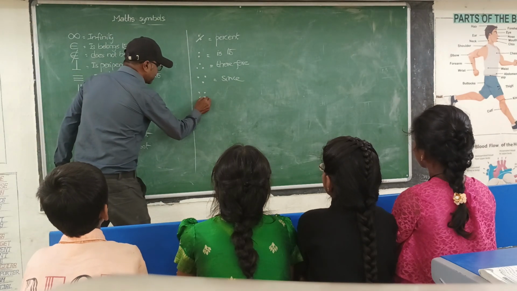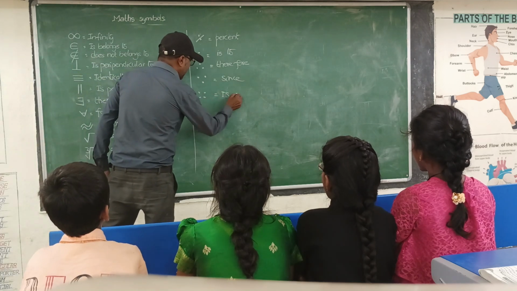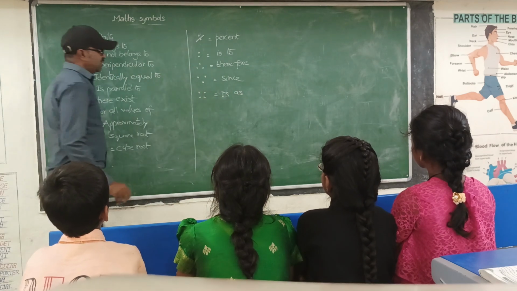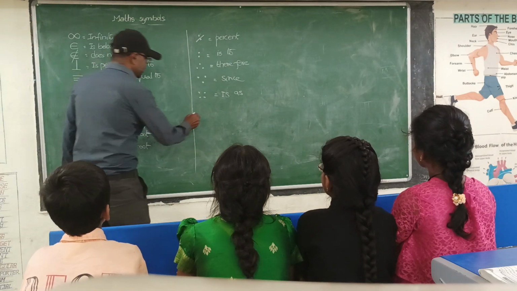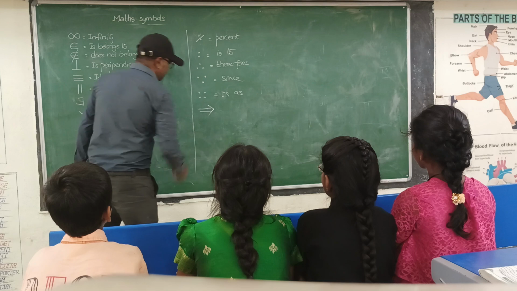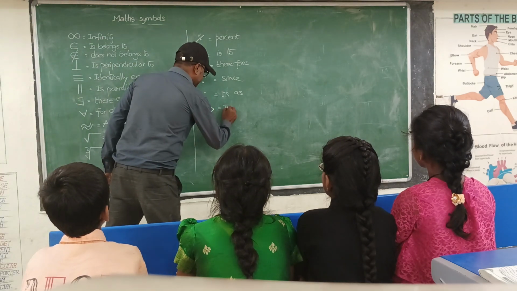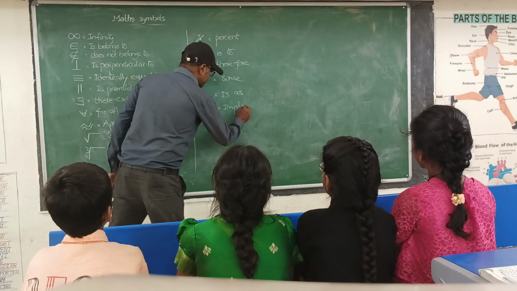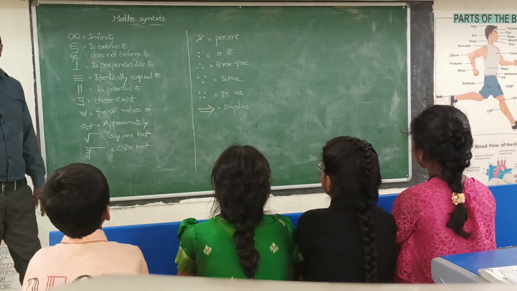Four dots on the other. Is as. Telugu meaning? Anupatamu. Very good. What is this? Telugu meaning? Ayinachu. Very good.